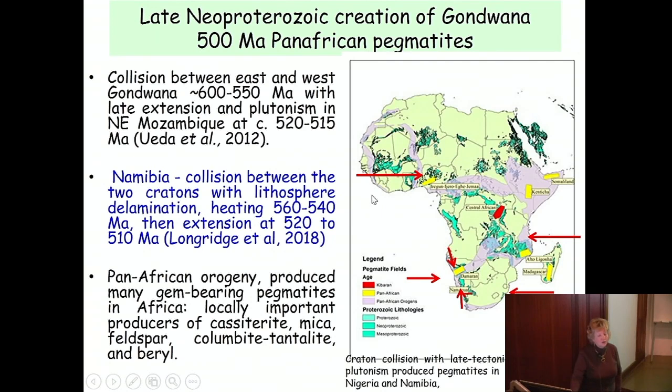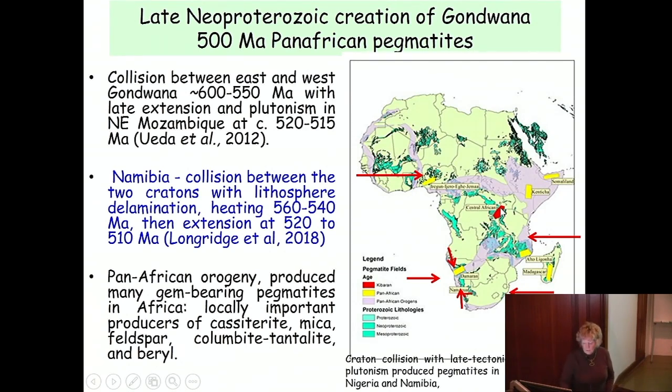So let me take you to some Neoproterozoic 500 million year old pegmatites occurring in Nigeria, Namibia, and Mozambique and elsewhere. There are older pegmatites in the Kibaran of Central Africa, and I'll come back to those a bit later on. But we had collision between East and West Gondwana. We had late extension and plutonism, and then we had pegmatites forming often 10, 20 million years or more after the major plutonism.